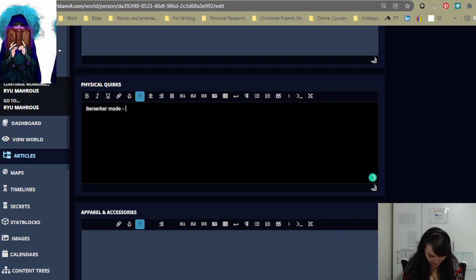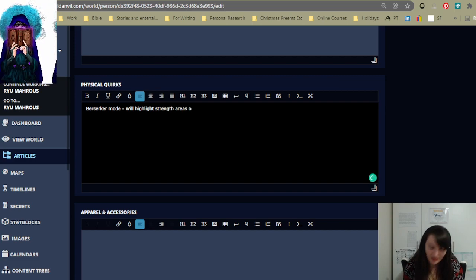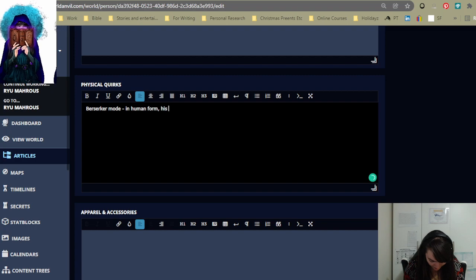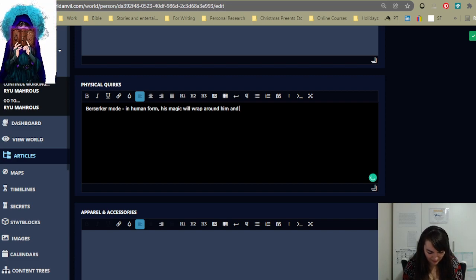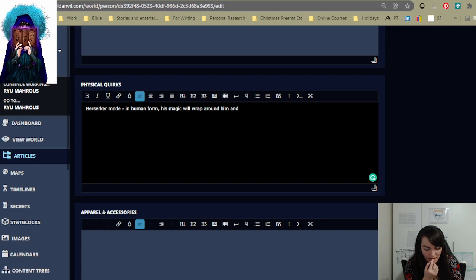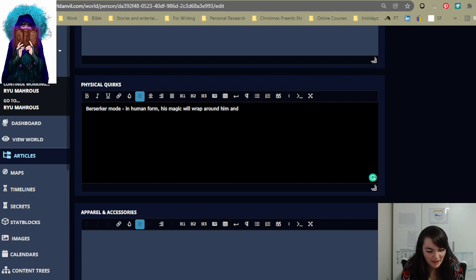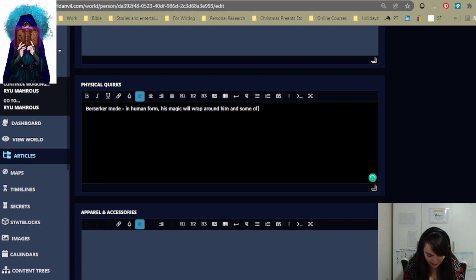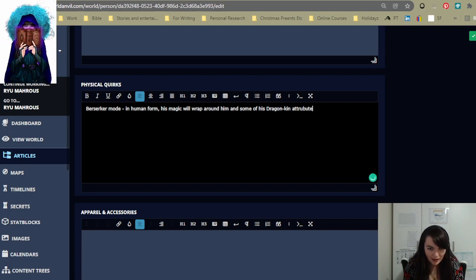Berserker mode, so... No, sorry, there was one instance he uses. I'm thinking particularly of one instance in human form, where magic wraps around him, and some of his beast stuff comes out. Let's just write this for now: some of his Dragon King attributes will appear.